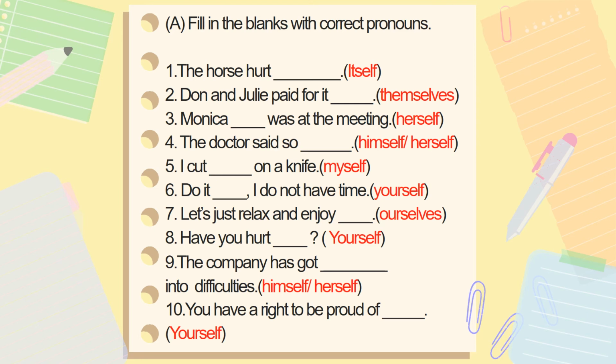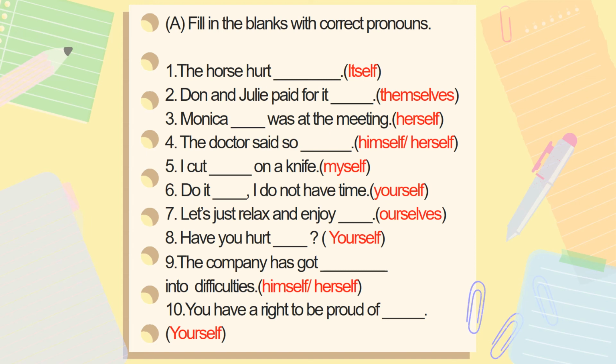Now the next one is I cut myself on a knife. I is coming back, so we will use myself for I here, and the sentence will become I cut myself on a knife.